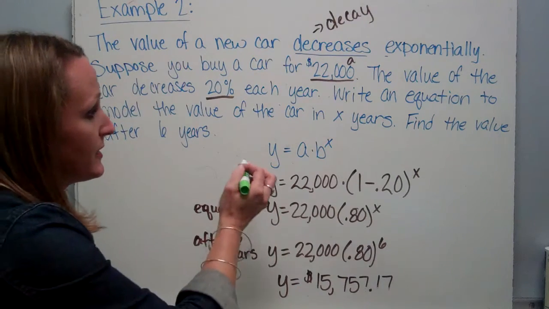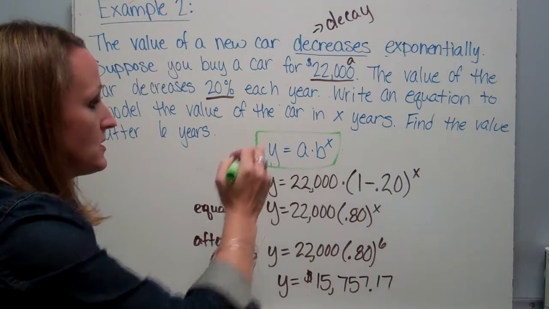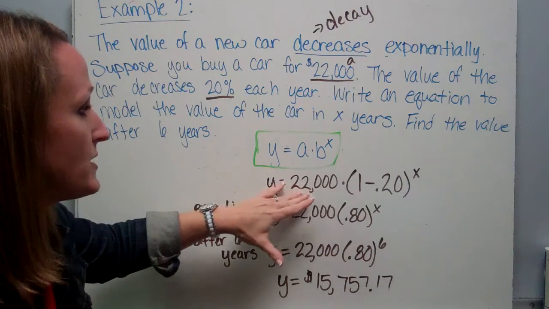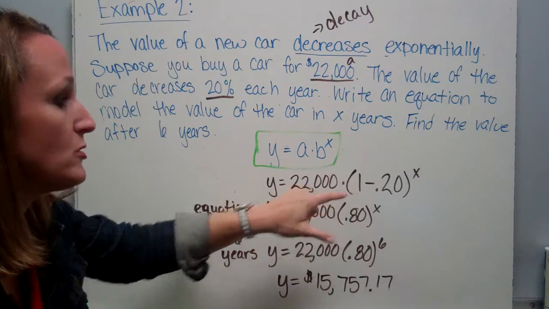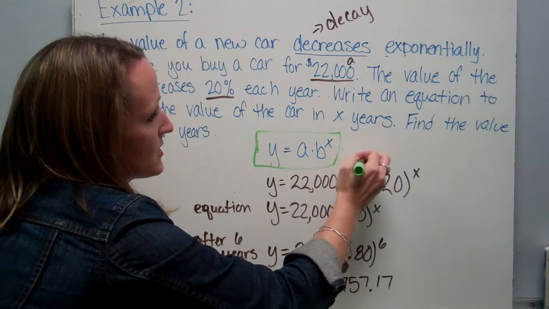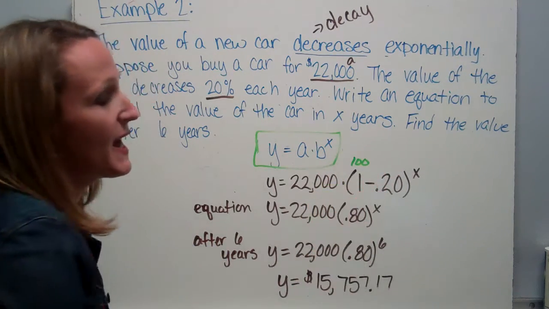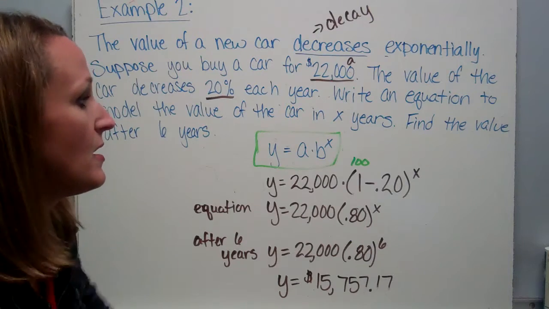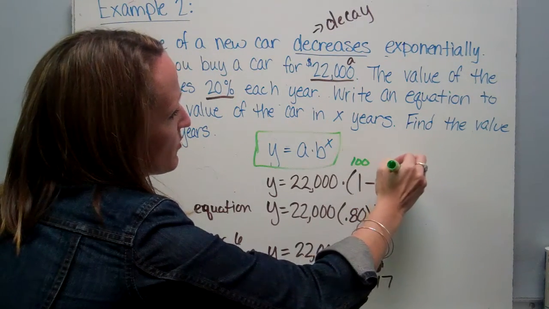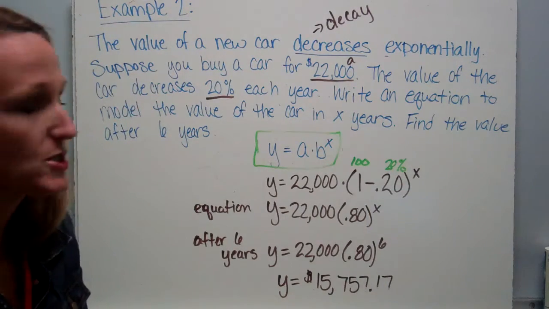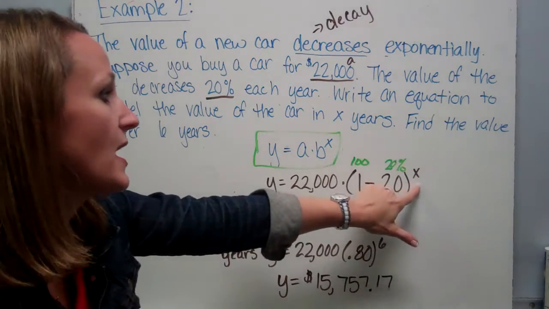So here's our generic equation, the same one. We're going to do 22,000, that's our start value, times 1, our 100%, just like before. This time we're doing minus, because it's a decay problem. Minus 20%, which we're going to change to 0.20, because again, we can't work with percent. And then to the x.